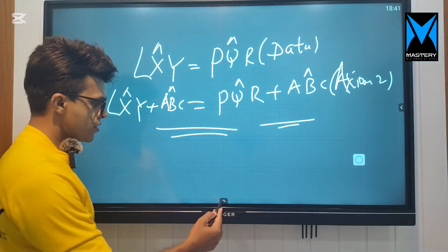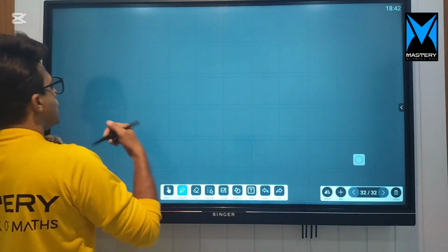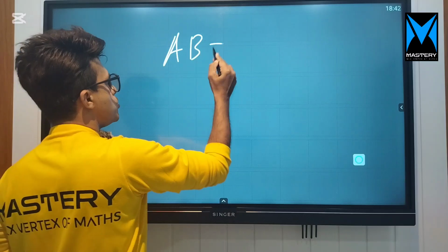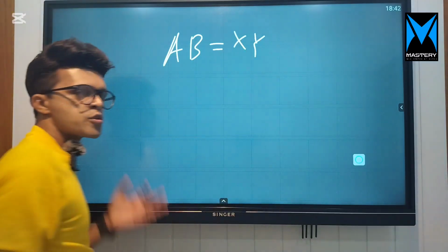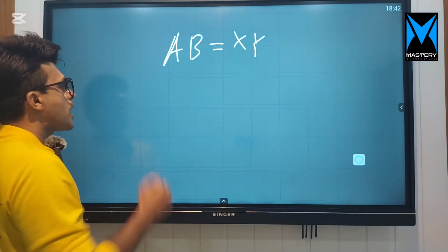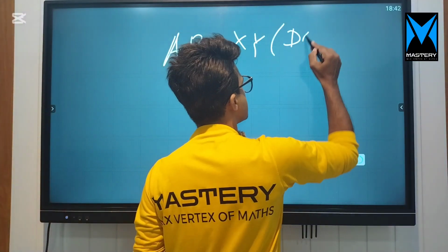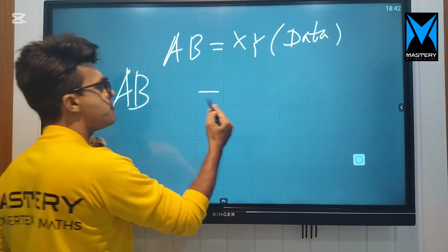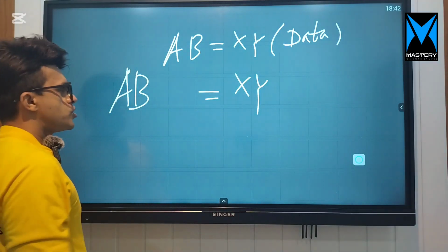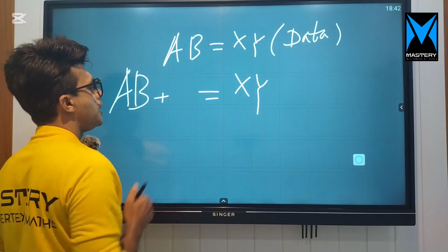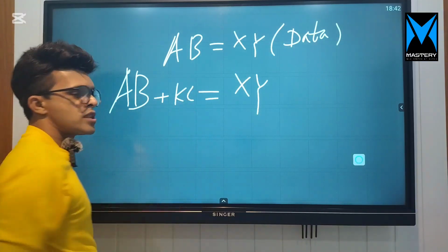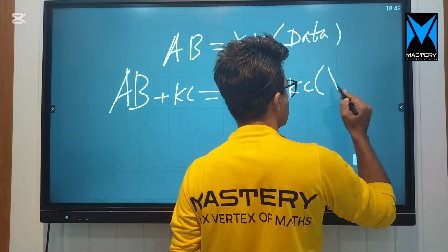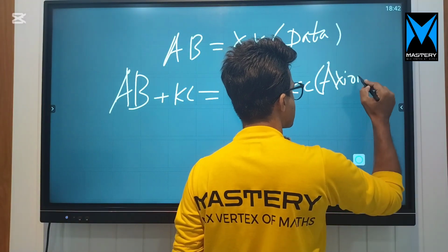Now let's do a question here. This type can also be taken, that AB equals XY. AB equals XY. This is data, right? I'm adding the same values to both sides. So to this side KC, to this side as well KC. In the brackets mention axiom 2. Axiom 2.